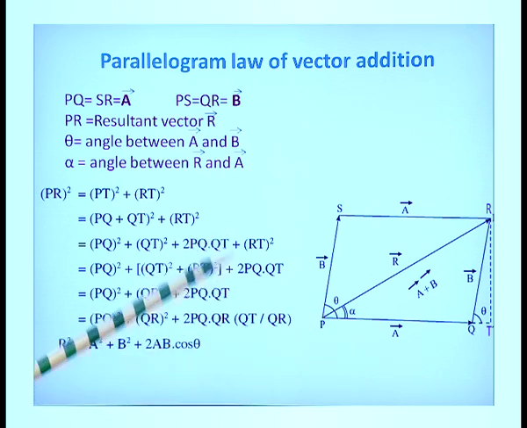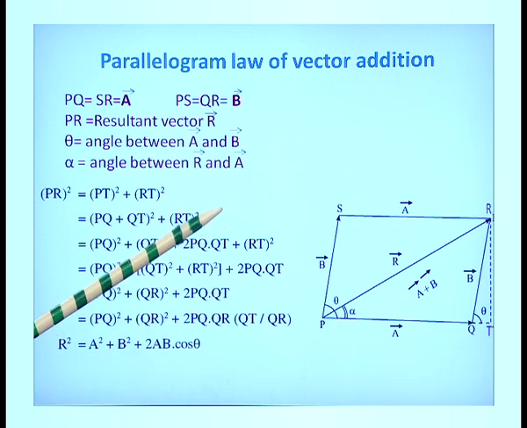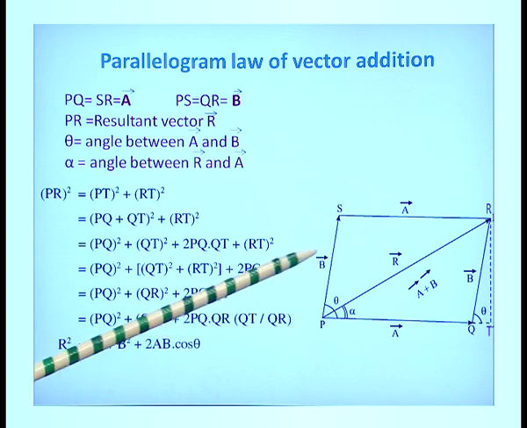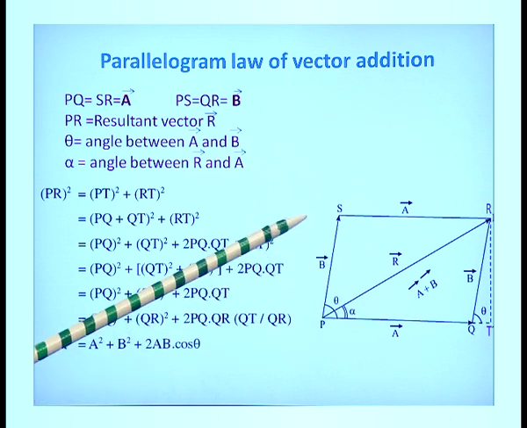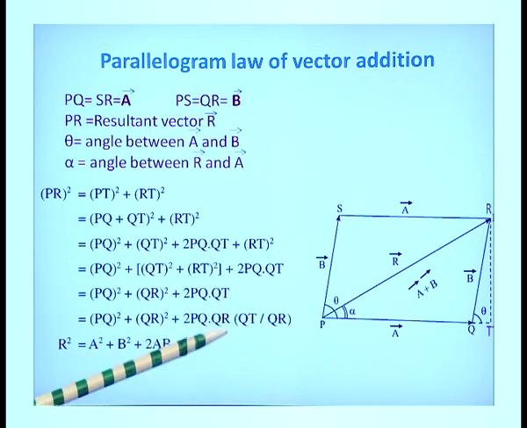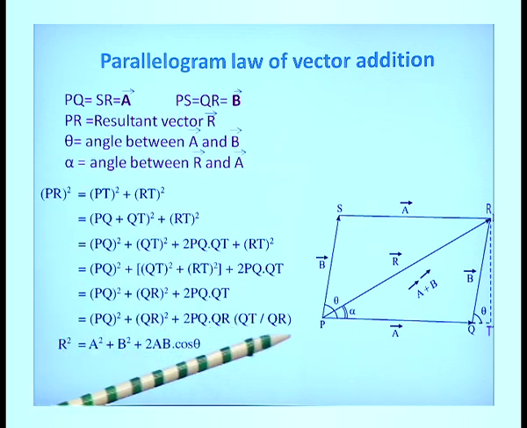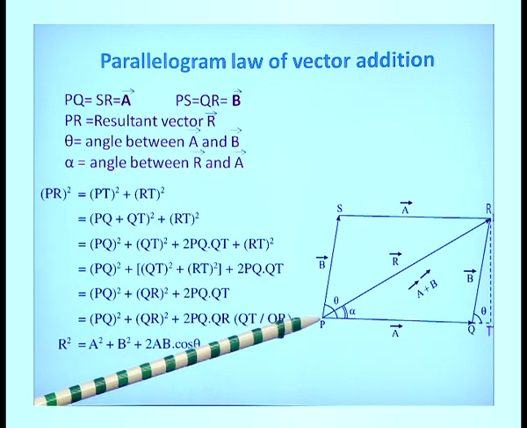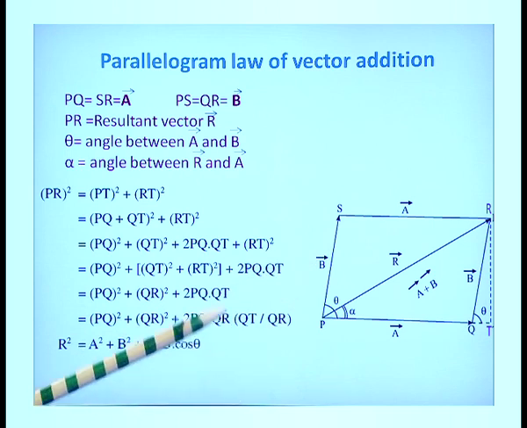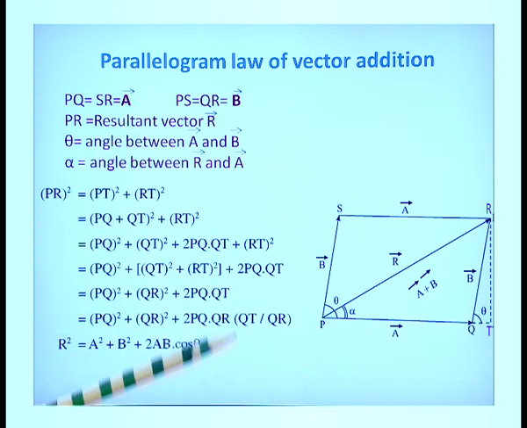PS and QR are both the same in length and the same in direction. So, these two can be represented by vector B. PQ and SR are also the same in length and the same in direction, hence they can be represented as vector A. Now, according to parallelogram law, PR, the diagonal of the parallelogram, is the resultant vector R, where theta is the angle.